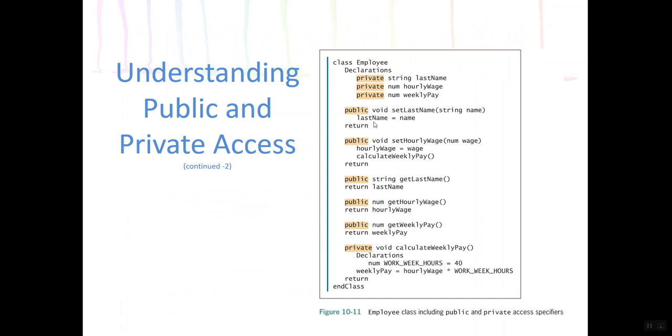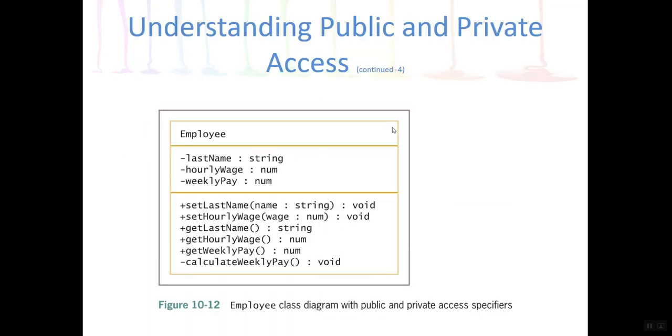Notice the empty return statement. It's a set last name. It's used to set the last name. It's not returning anything back. That's in contrast to these three gets. These get methods return last name, hourly wage, and weekly pay respectively. So we see the return type on these three are string, num, and num. So that's a class diagram. Again, it just gives you a high-level view of what classes you have. In this case, we're looking at the employee class, what data it keeps in the employee class, and what methods it has.